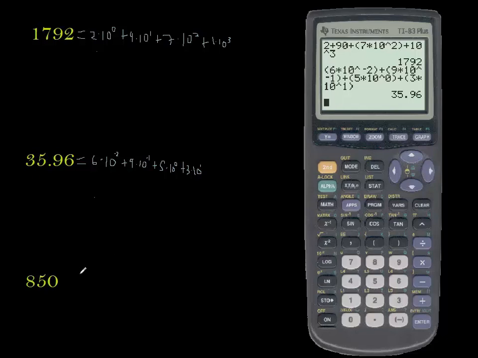Now let's look at our final example here. 850. 850 equals 0 times 10 to the 0 power plus 5 multiplied by 10 to the 1st power plus 8 multiplied by 10 squared.